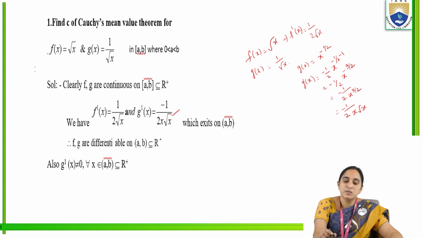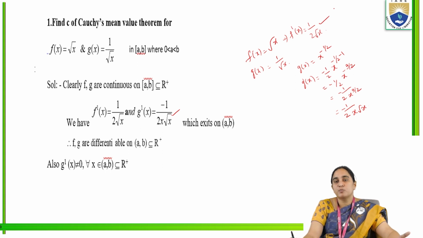Similarly, f of x is root x, then directly by the x power n formula, n into x power n minus 1, we get 1 by 2 root x. So the two functions are differentiable: f of x is differentiable and g of x is also differentiable. If the two are differentiable, then definitely the two are continuous. Therefore two conditions are satisfied. What about the third condition from Cauchy's mean value theorem? Here g dash of x value not equal to 0.